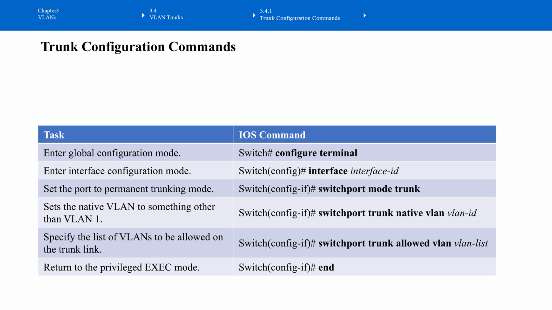This table shows the commands we can use to configure trunk ports or trunk links. First, we need to enter global configuration mode by using the config terminal command. And then choose the particular interface you want to configure. Then use switchport mode trunk, using the keyword trunk instead of access, the one we used earlier. Use switchport trunk native VLAN and specify the VLAN ID. Use switchport trunk allowed VLAN, followed by the VLAN list.